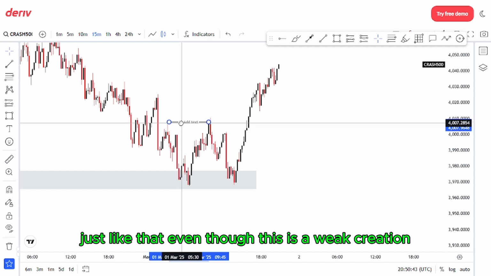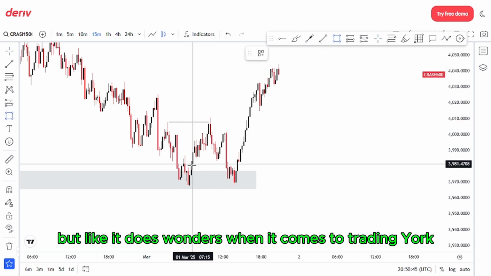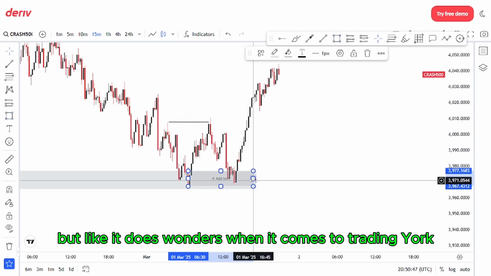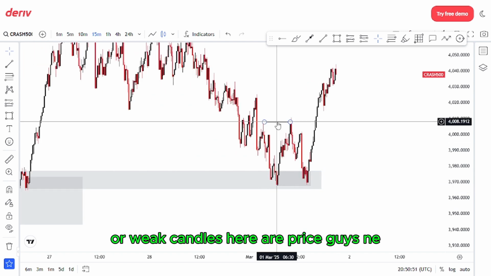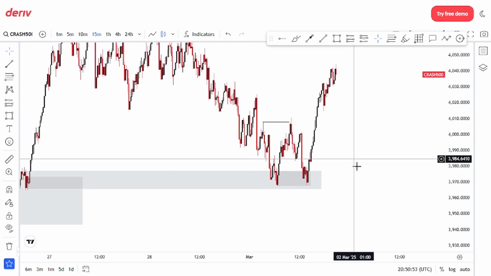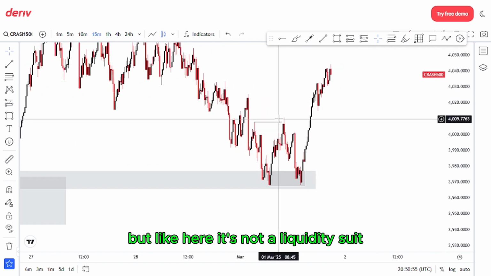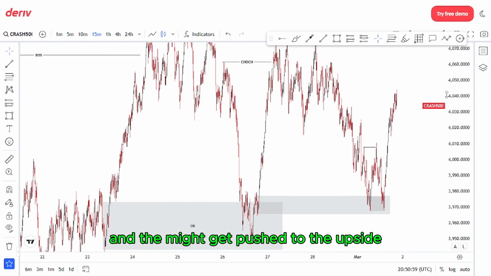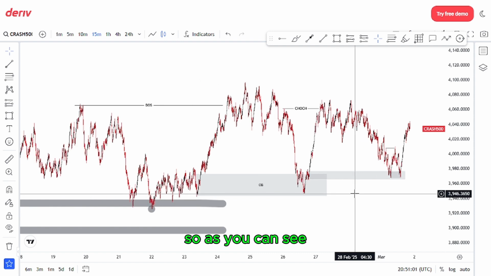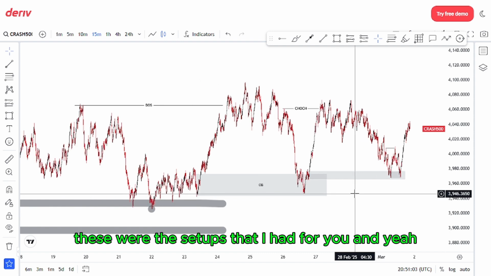Even though this is a weak creation, it does wonders when it comes to trading your Boom and Crash, because these weak candles here are price, guys. Everywhere it's price, but here it's not a liquidity sweep, it's a change of character, and the market pushed to the upside. So as you can see, these were the setups that I had for you.